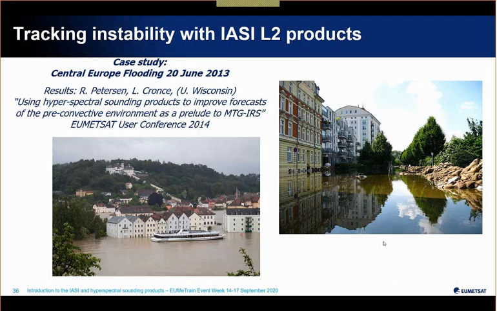So this is probably, as far as I remember, the first case that we studied, and this was with Ralph Peterson from the University of Wisconsin. And this was following flooding in Central Europe in June 2013 that were not necessarily forecasted completely accurately. And these are two illustrations of the consequences of that.